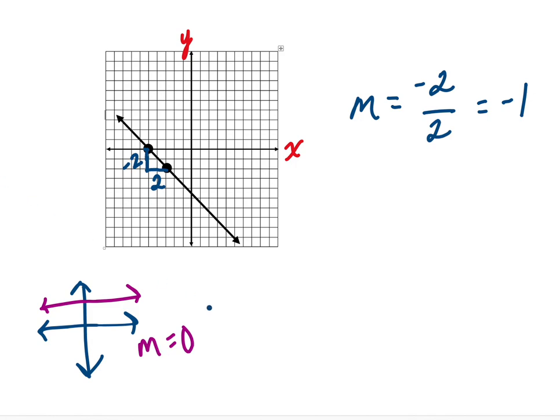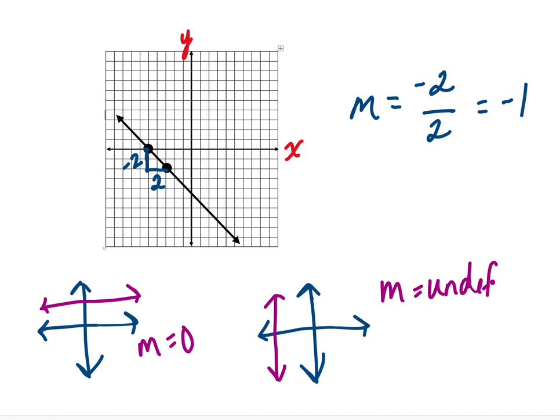Whereas if I was looking at a vertical line, and in this case, my vertical line we'll put right here. It is impossible to stand on this vertical line. So here my slope we call undefined. So these are our two special cases when it comes to slope.